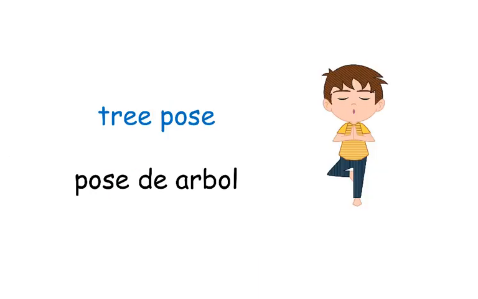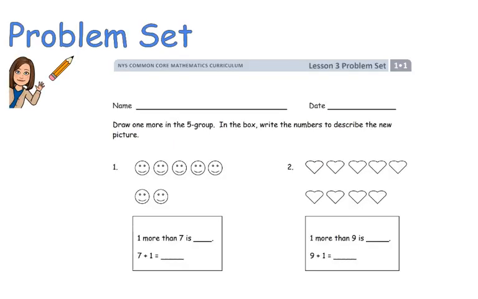All right, let's do a nice cheese pose to get out some of our wiggles. So everybody stand up and let's count. 1, 2, 3, 4, 5, 6, 7, 8, 9, 10. Okay, phew. All right, sit back down.